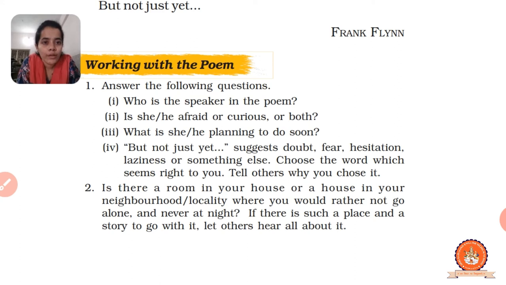Then the fourth one: but not just yet, does it suggest doubt, fear, hesitation, laziness, or something else? Choose the word which seems right to you. Tell others why you choose it. Okay. So this line, but not just yet, what does it tell us? What does it express? It tells us that the poet has doubt. No. The poet has fear.